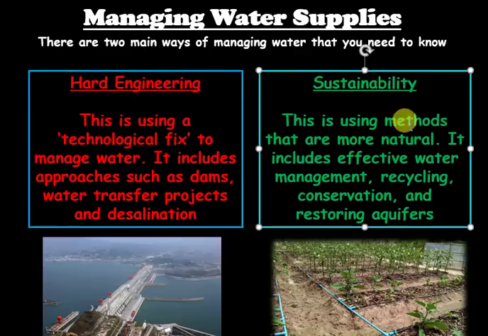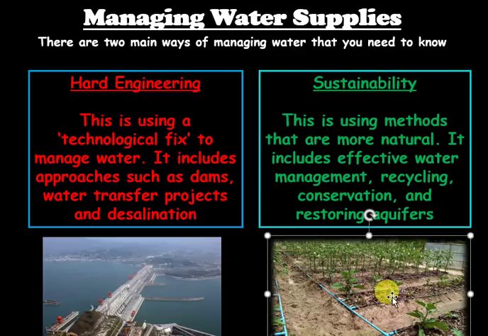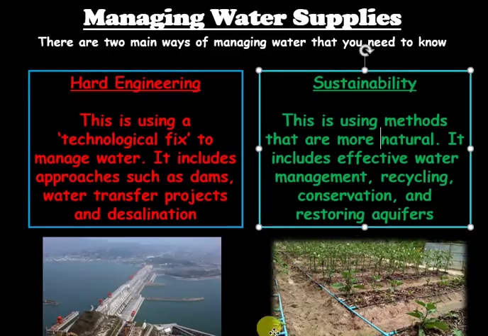Sustainable approaches, using methods that are more natural. So I've put a little picture here of drip irrigation. So rather than flooding the fields, we can put this kind of intricate system of smaller pipes. We can have simple timers to water crops at certain times of the day to avoid evaporation, and it just drips a really small amount, just enough of what the plants need. So we're not wasting it. So two different approaches.